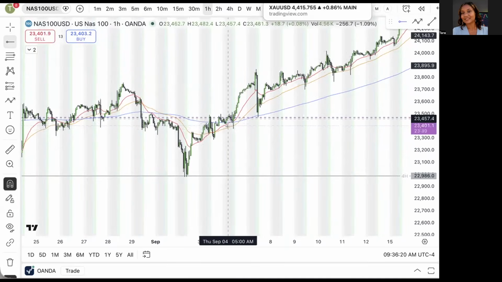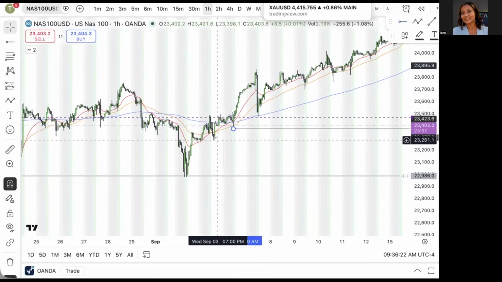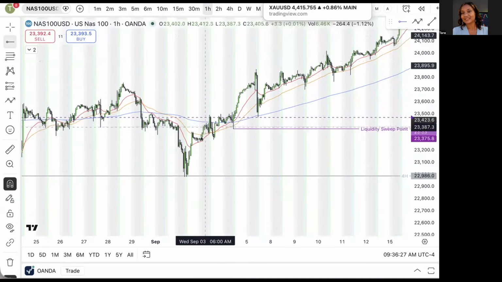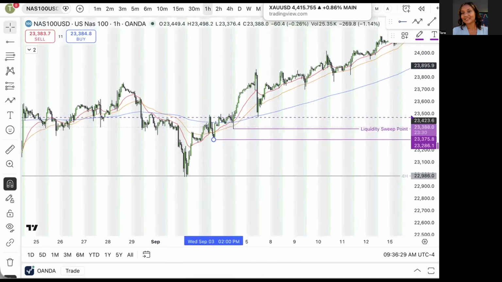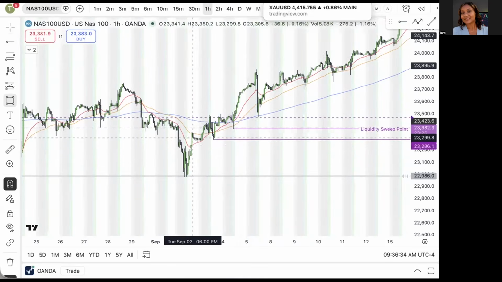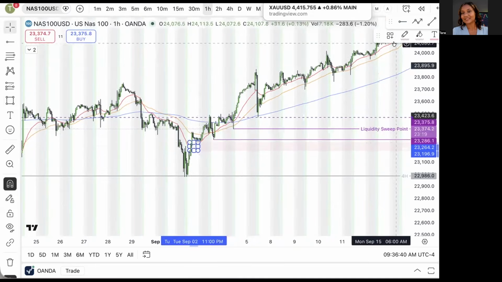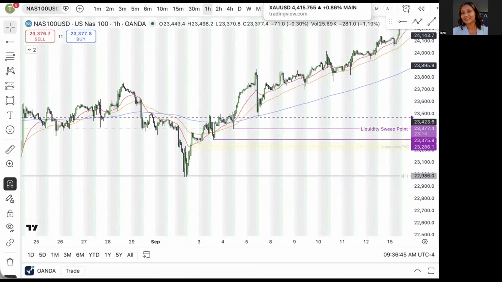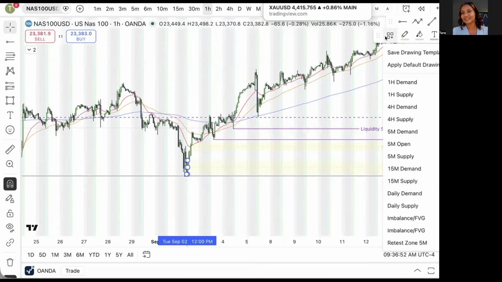Now what we're going to do is go ahead and mark these liquidity points. These are liquidity sweep points that I like to mark because we know that price sometimes gravitates towards those areas. So we've got a couple of liquidity sweep points, and we've also got a small area of imbalance right here. So we'll mark that as imbalance or a fair value gap. And we'll go ahead and mark the 1-hour demand zone as well.